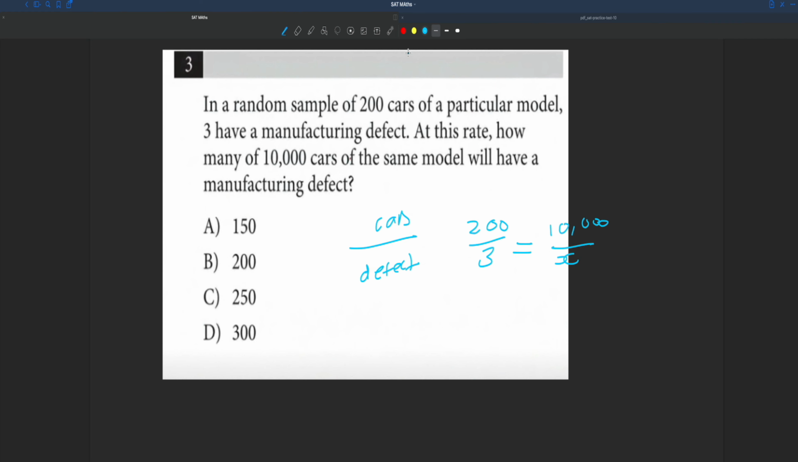So we can solve this by cross multiplying again. So 200 times x and 3 times 10,000, which will give us 200x equals 30,000. And dividing both sides by 200 will give us 150. So therefore the answer to this question is A.